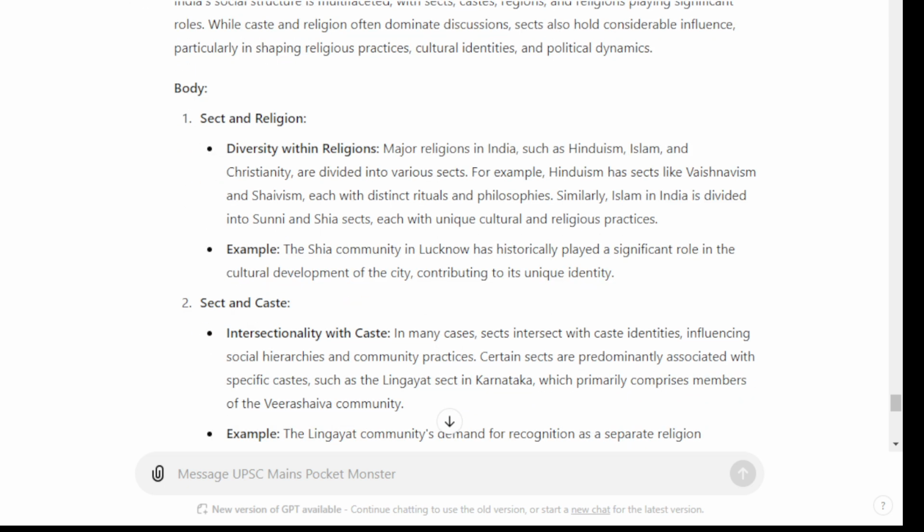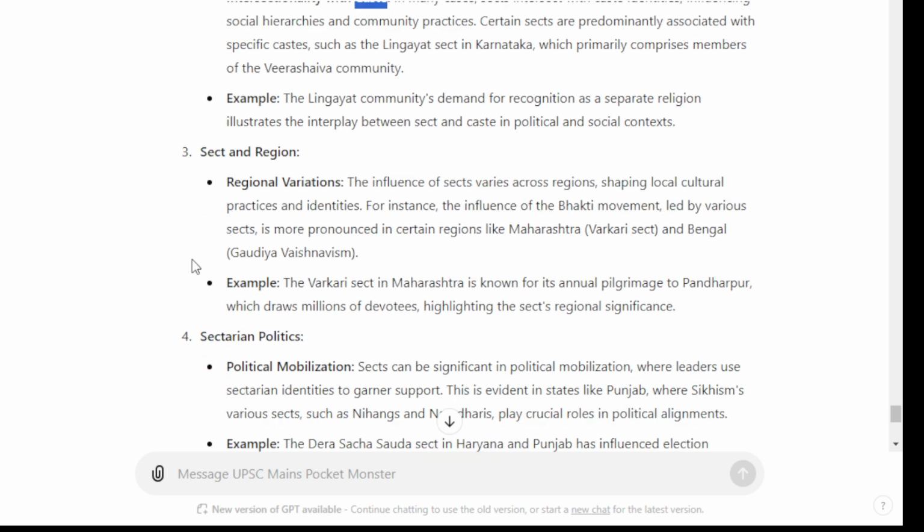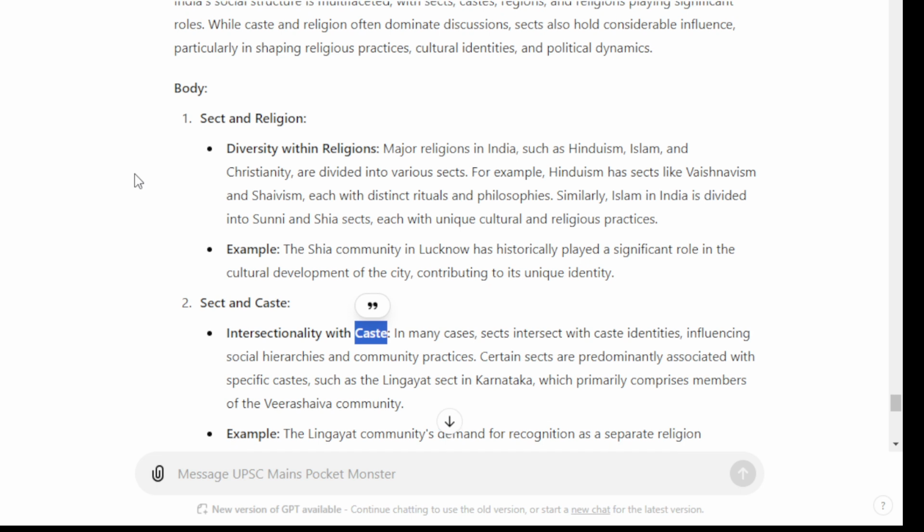Major religions in India, such as Hinduism, Islam, and Christianity, are divided into various sects, of course. So they're beginning with religion. I tried to begin with the caste, and I really got stuck. I couldn't find many points in the caste thing. So now I see, all right, I should have begun with religion. For example, Hinduism has sects like Vaishnavism and Shaivism, each with distinct rituals and philosophies. Similarly, Islam in India is divided into Sunni and Shia sects, each with unique cultural and religious practices.